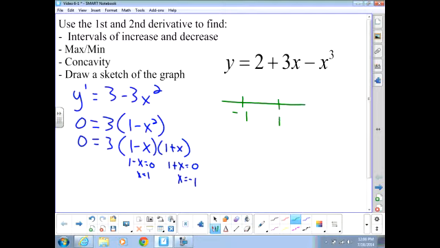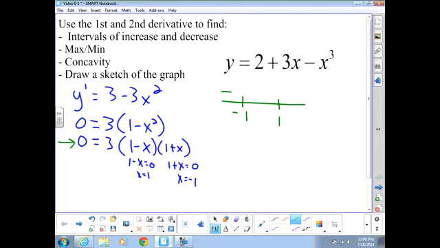We'll pick values in each of our gaps to plug in our derivative. Remember, it's usually easiest to plug in the factored form. Let's take something like negative 10 million. Well, 1 minus a negative 10 million will become a plus, so that's positive. The 1 plus a negative 10 million will become a negative, so we'll have a positive in the 3 times a positive times a negative, which will give us a negative.